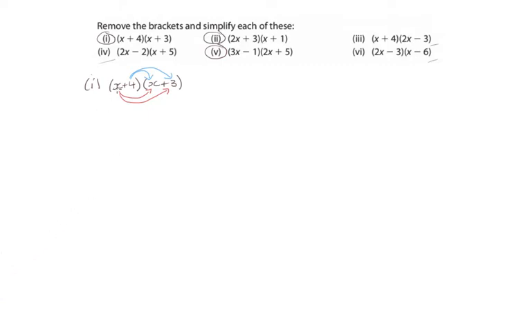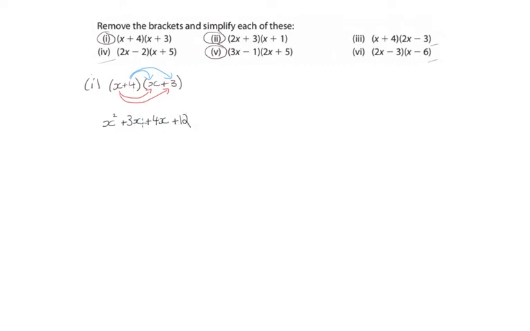So, first of all, x multiplied by x is x squared, and then x multiplied by 3 is 3x, and it's plus because that's a plus and the x is a plus. Now 4 multiplied by x is plus 4x, and then 4 multiplied by 3, it's a plus by plus, so the answer will be a plus. 4 by 3 is 12.